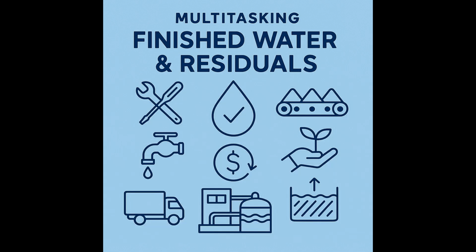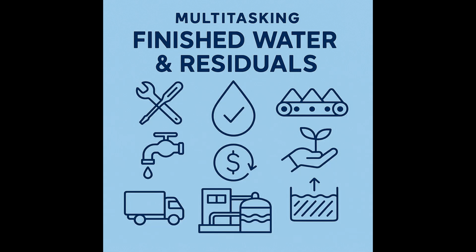Well, the big advantages of centrifuges are usually high solids capture. They can often produce a drier cake, say 18 to 30% solids, which means less weight to haul. They're also fully enclosed, which is great for minimizing odors. They can run continuously and be highly automated.